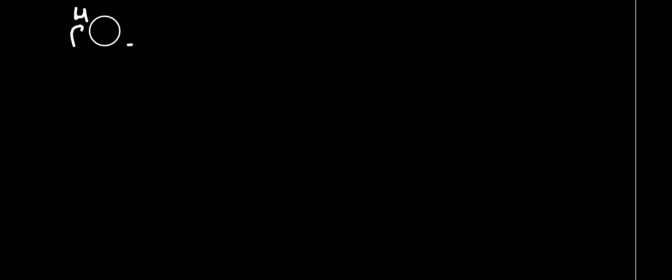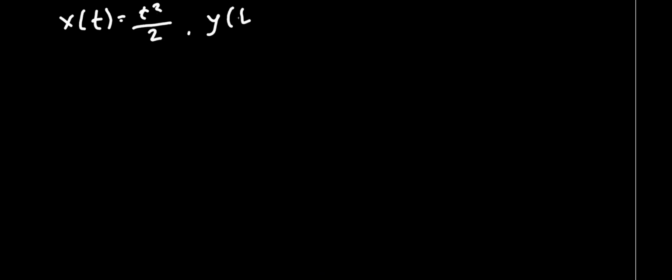So for this next one, we're going to have a parameterized curve. We're going to have x of t equal to t squared over 2, and y of t is going to be equal to t cubed over 3. So we want to find the integral and solve the integral that gives us the arc length from t equals 0 to 1.